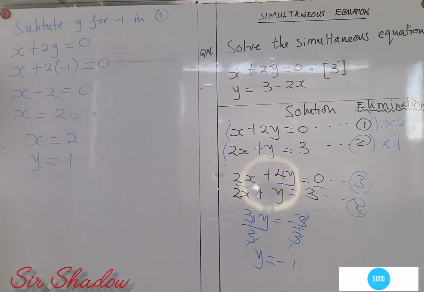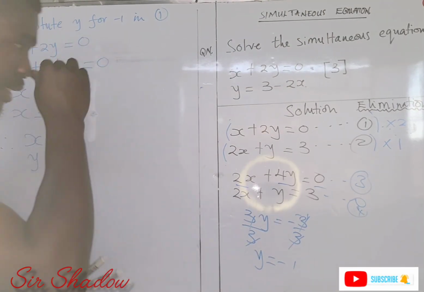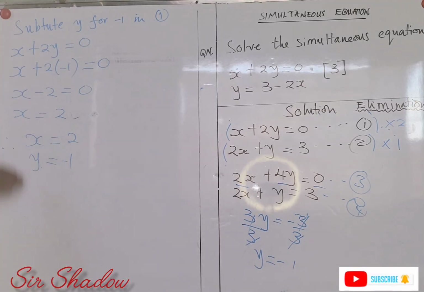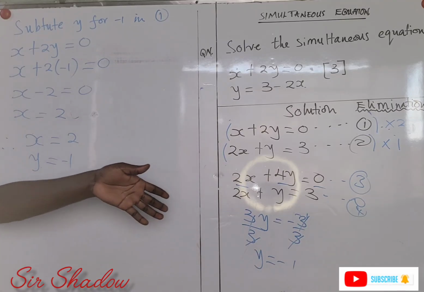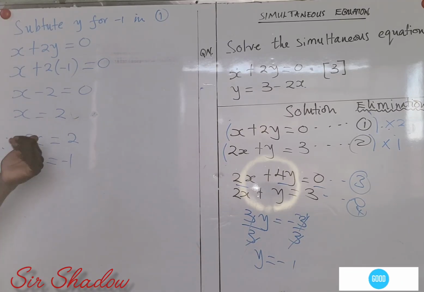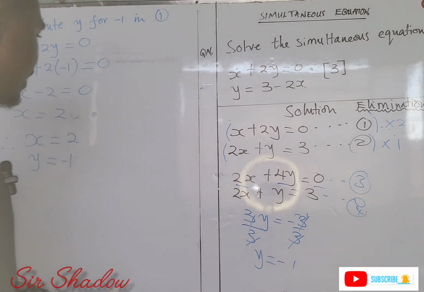So basically, this is how to deal with what we call the elimination method. You can even check if your answers are correct. Just substitute where there is x, in one of the equations: substitute x by 2, y by minus 1. The left hand side should give us the right hand side.